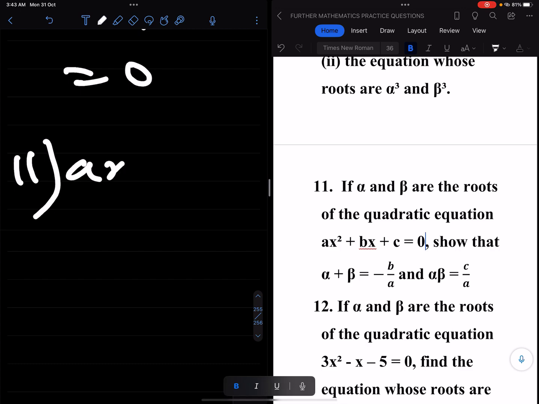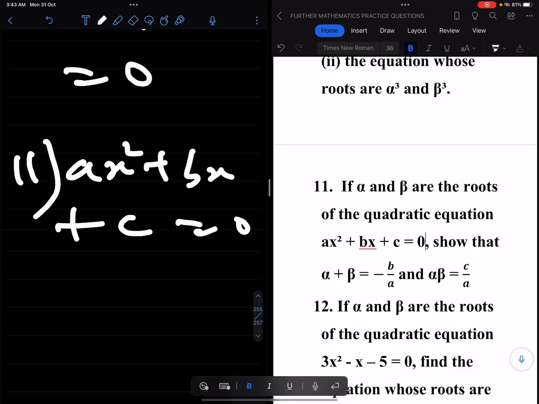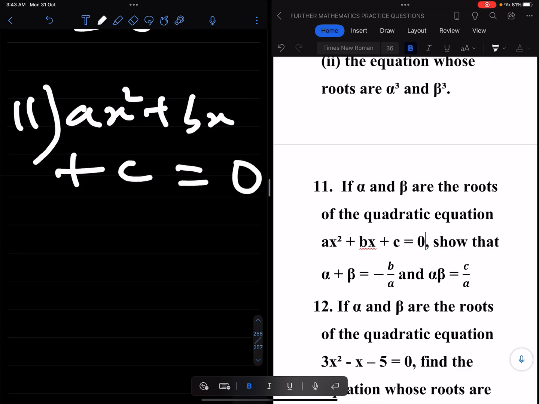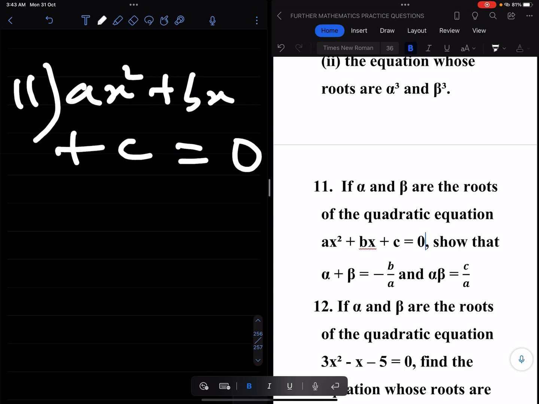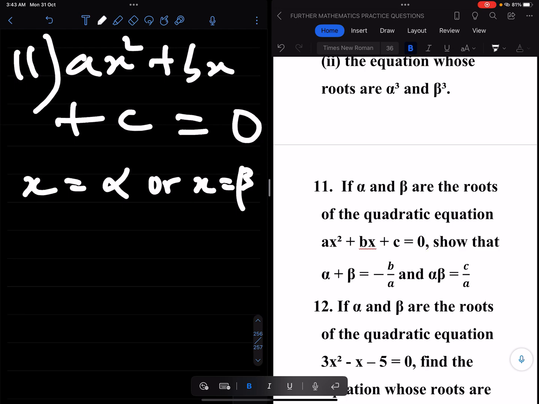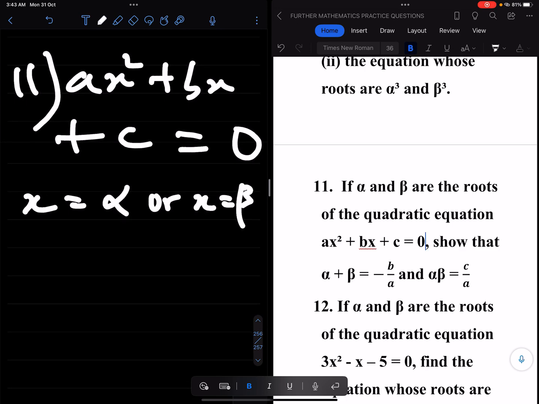The equation is ax squared plus bx plus c equals 0. That's actually the general form of a quadratic equation. How do we show that alpha plus beta is minus b over a? If alpha and beta are the roots, that simply means x equals alpha or x equals beta.